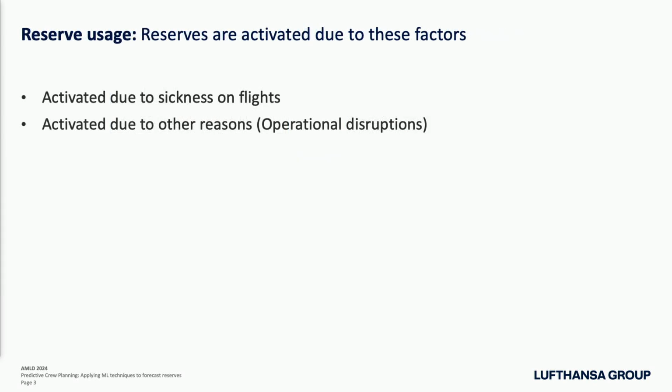There are two factors that activate these standbys. One is sickness on flight duties. For example, if a crew member gets sick during the flight duty, a reserve is activated to fill in for that gap, to really ensure operational continuity. The other factor is operational disruptions. Reserves are mobilized in response to unforeseen events such as weather-related delays, flight cancellations, or airspace closure, to still ensure operations despite these challenges.